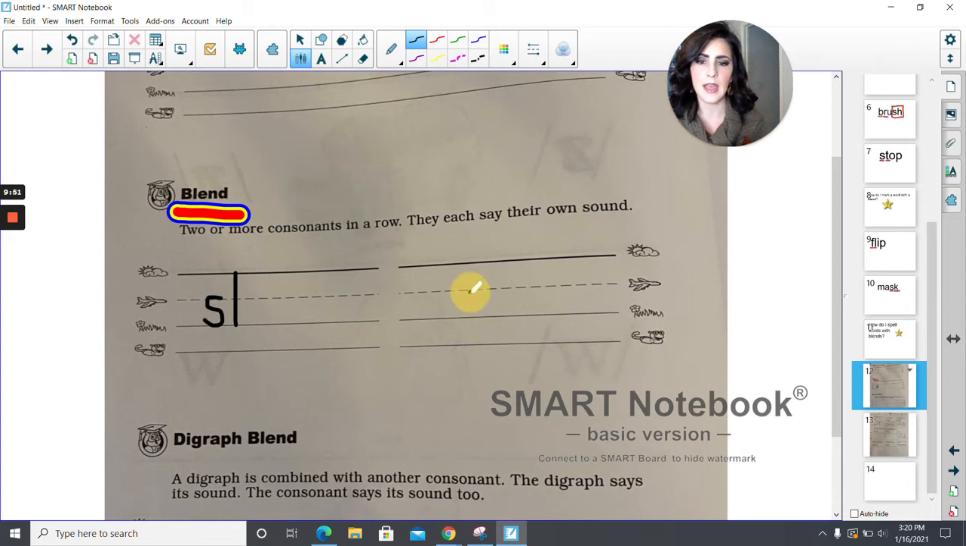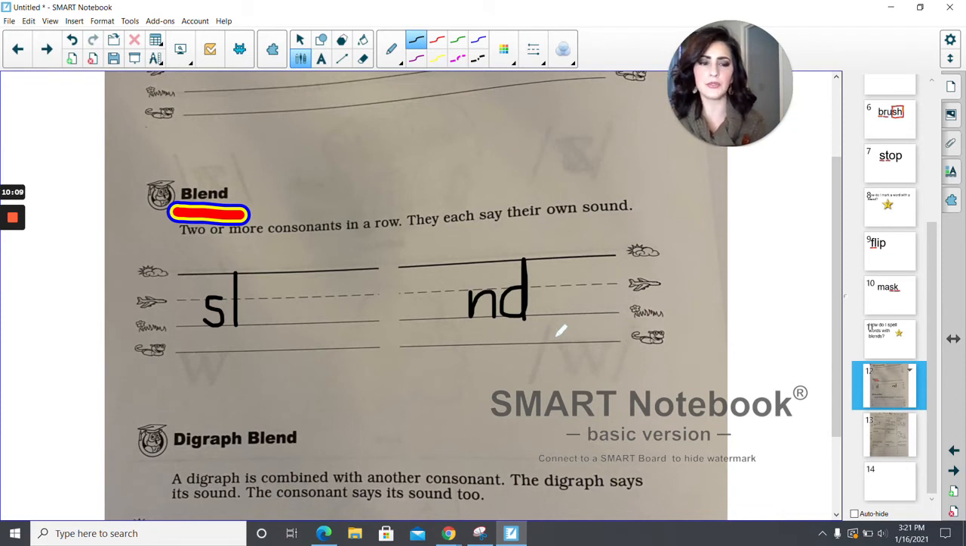And let's do N and D. Okay, this is a blend, not a glued sound. S and L, and then N and D. Great job. And that's all we're going to do on page 8.